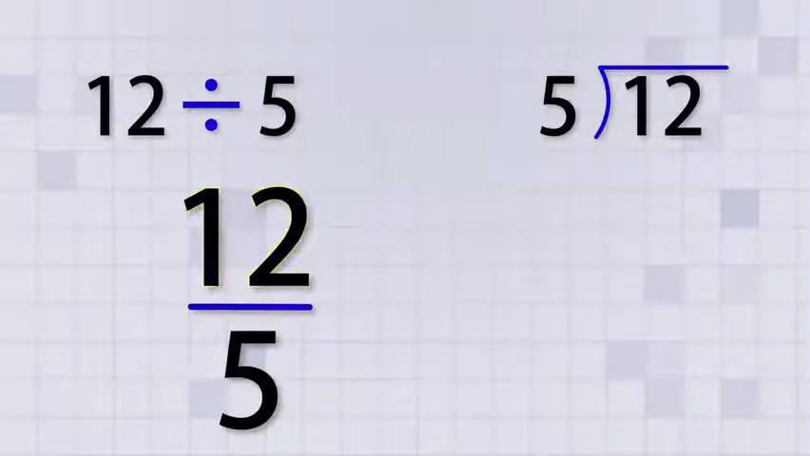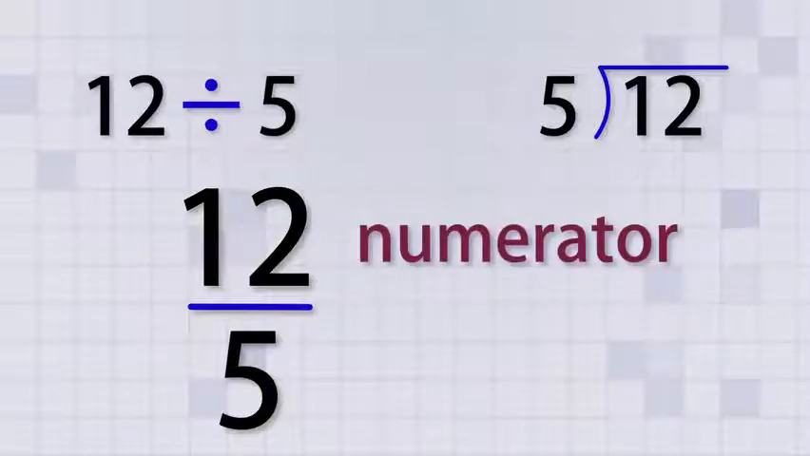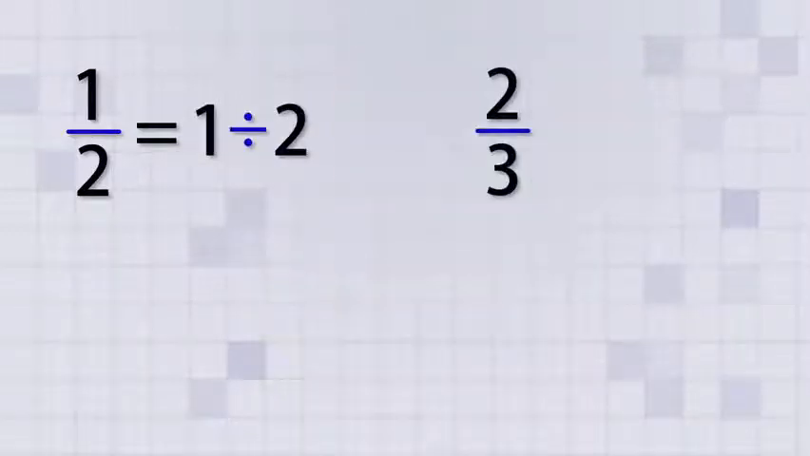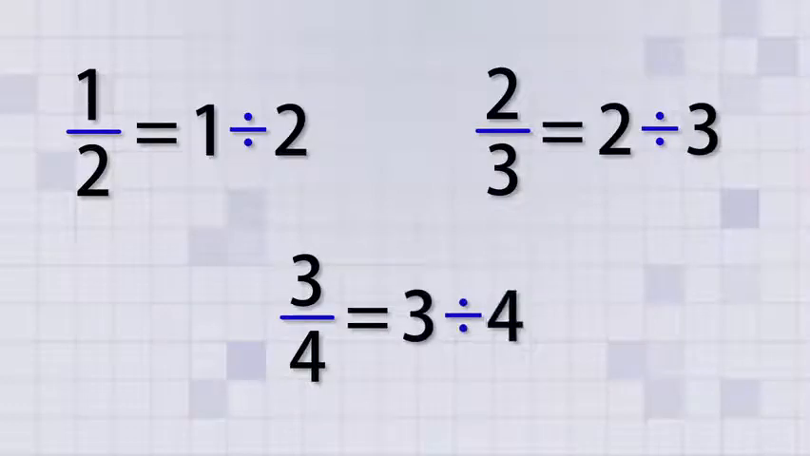The top number is the number being divided up, and we call it the numerator. The bottom number is the number we're dividing by, and we call it the denominator. Now let's look at some of the common fractions that you're already familiar with and think of them as division problems. For example, 1/2, or one half, is really just 1 divided by 2. The fraction 2/3, or two thirds, really means 2 divided by 3. And the fraction 3/4, or three fourths, really means 3 divided by 4.